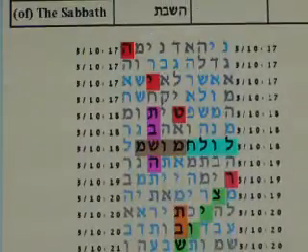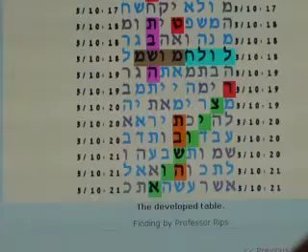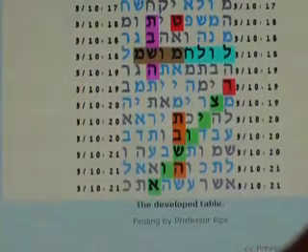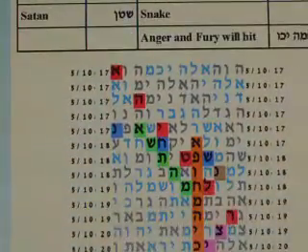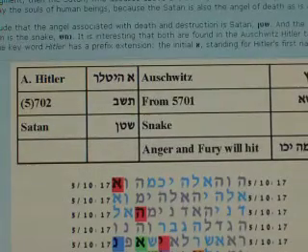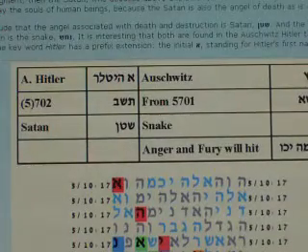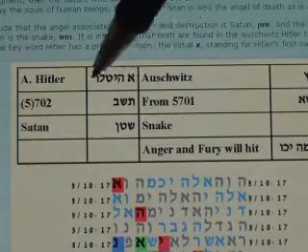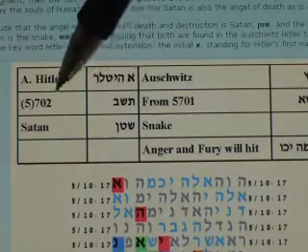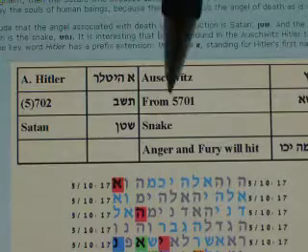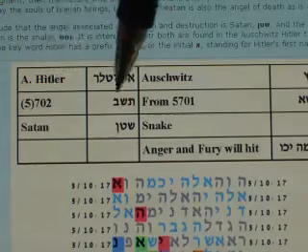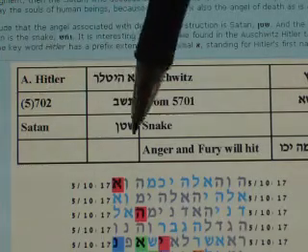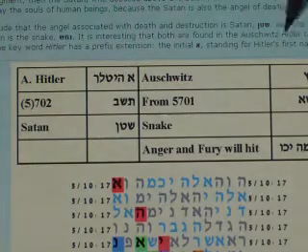Now if we go further, in the table that Professor Rips did, we found some more interesting tables, which is unbelievable, as we see how many words appear in the table. You can see here Adolf Aleph Hitler, which I found, and the year when the Holocaust restarted, or it was mainly the final solution, 5702, and the second difference. We know quite well that Hitler was connected.